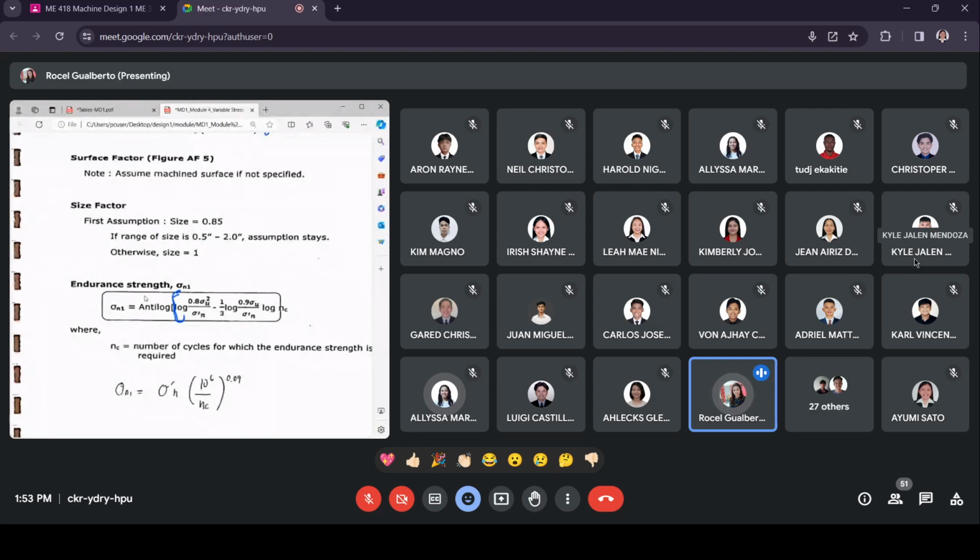Okay, so for the value of sigma n1, this is the equation. Antilog of the quantity, log of 0.8 sigma u squared over sigma prime n minus 1/3 log of 0.9 sigma u over sigma prime n multiplied by log of NC. Okay? NC pertains to the number of cycles. If number of repetitions is given, yun din po yun. NC or NR. Number of repetitions. So, yun po yung NC.